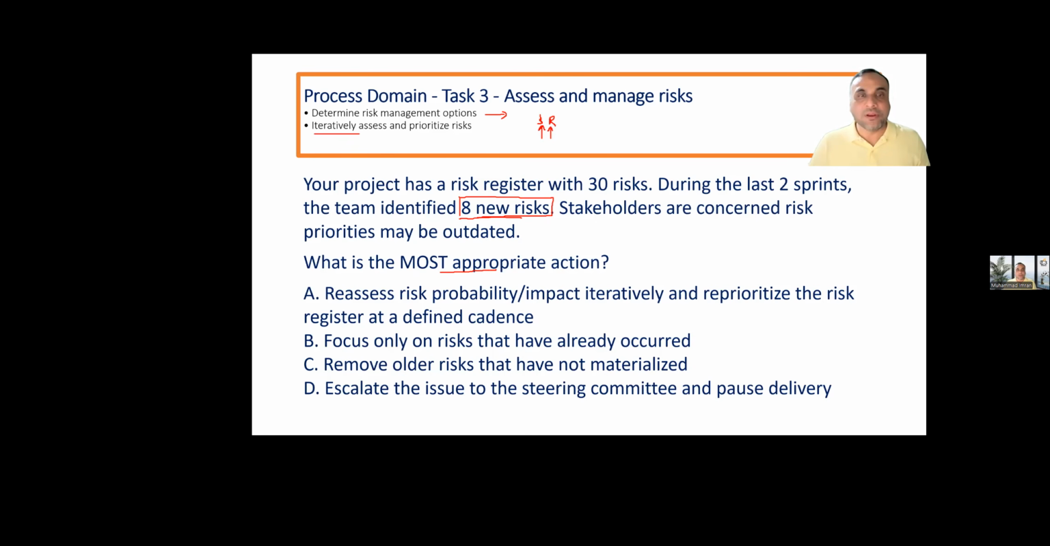Reassess risk probability and impact iteratively and reprioritize the risk register at a defined cadence. Cadence means how we will do the thing: weekly, daily, multiple delivery, single delivery, and so on. Focus only on risks that have already occurred. That is the definition of an issue, so it's an invalid statement. Remove older risks that have not materialized. This is what updating the risk register means, so this is actually a true statement.